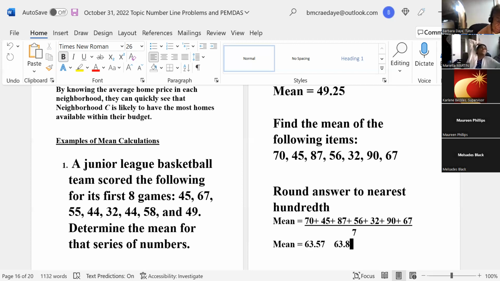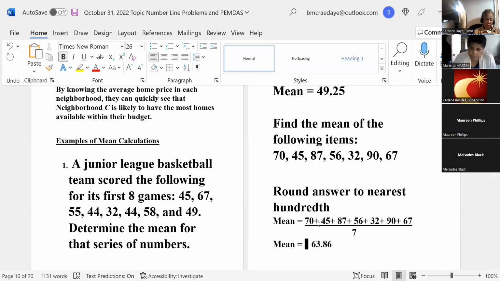What do you get, Maureen? 63.86. That is correct. 63.86, because I said round it to the nearest hundredth. That's tenth, hundredth. Now, Marietta, how did you get 0.57? Maybe you made a mistake in your addition someplace. I made a mistake. Mercedes, when you round it to the nearest hundredth, you get 0.86.